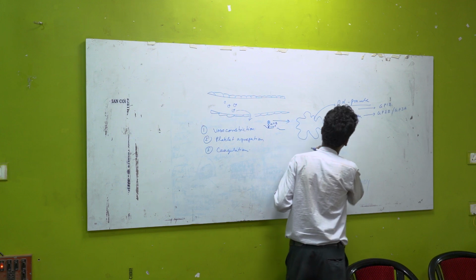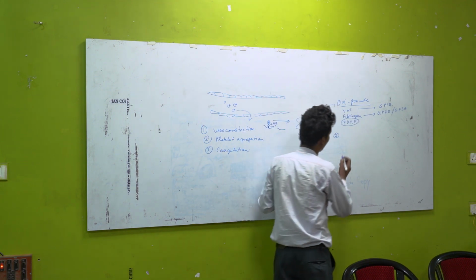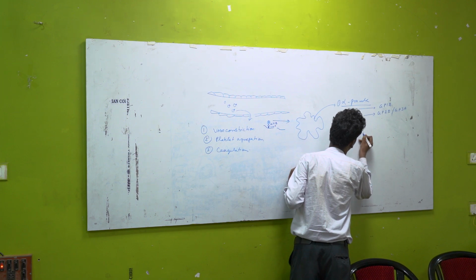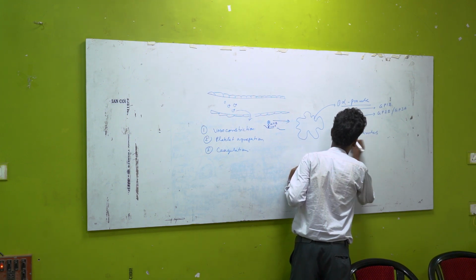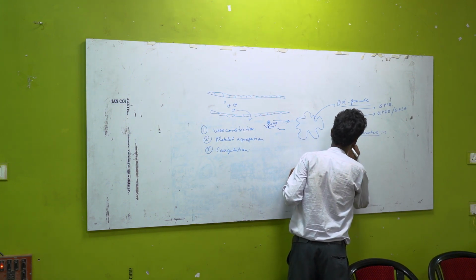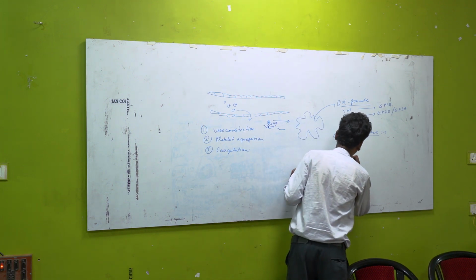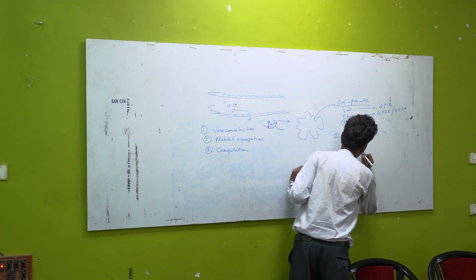On the other hand, the activated platelet also secretes dense granules. There are two types of dense granules. Number one is ADP or adenosine diphosphate. Another is thromboxane A2 or TXA2.